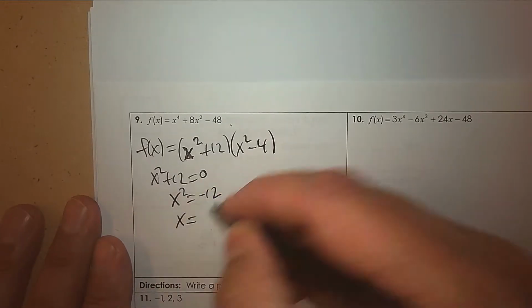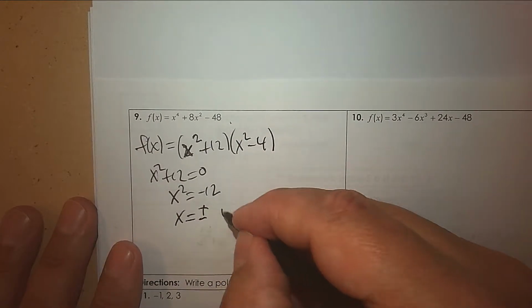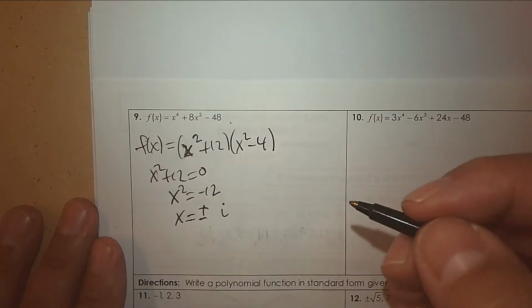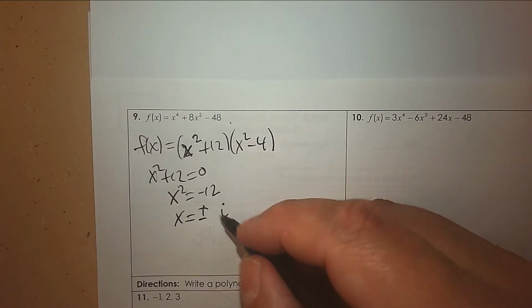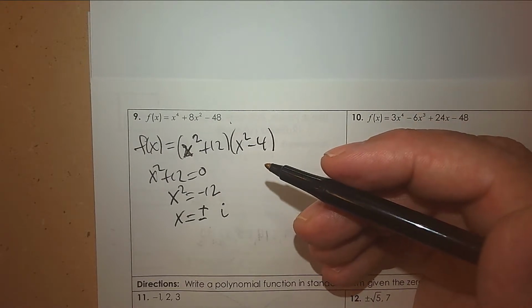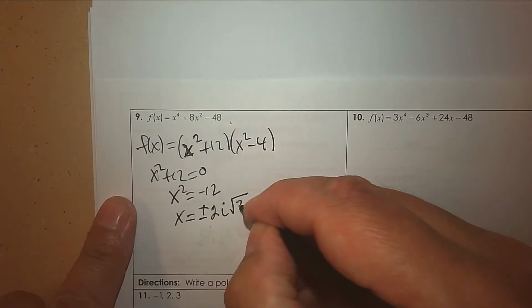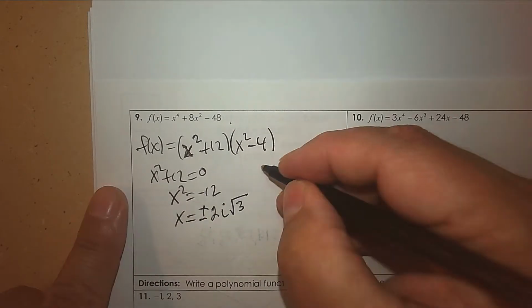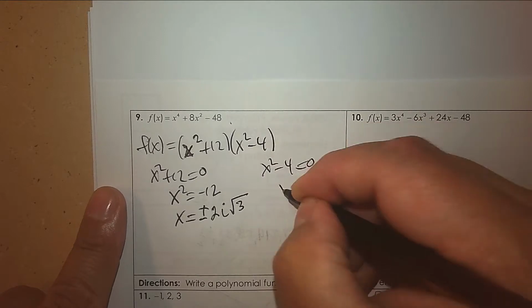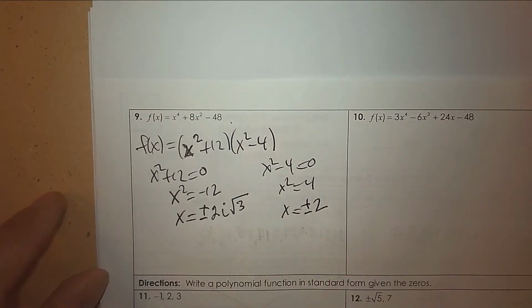I know first of all the answer is positive or negative. I know it's imaginary because the square root of a negative number is imaginary. And then it would be the square root of 12. Now the square root of 12 can be reduced down. So 12 is 4 times 3, so the square root of 4 is 2, and what's left over is 3. The second one's going to be real. So if you add 4, the answer is positive or negative, and the square root of 4 is 2.